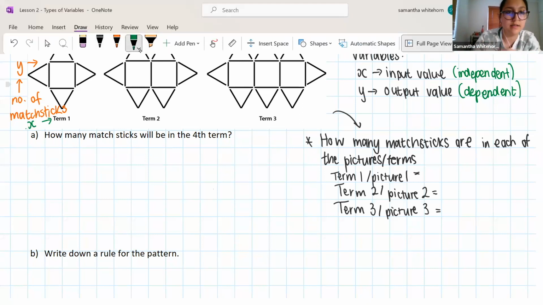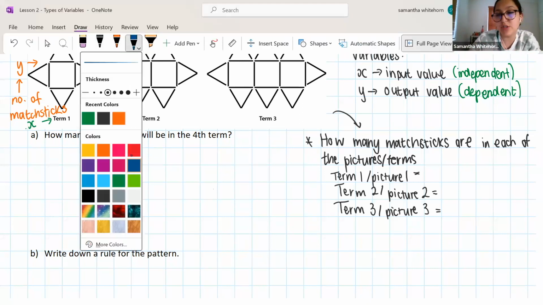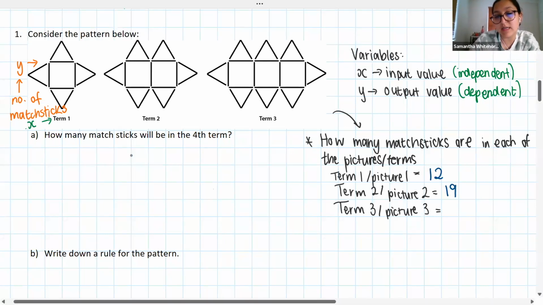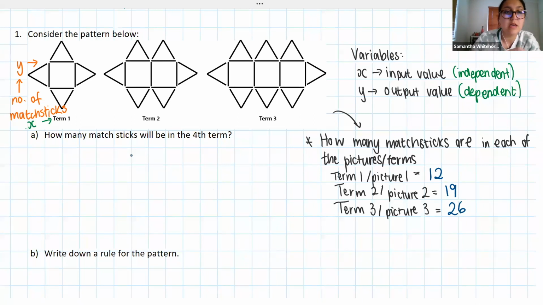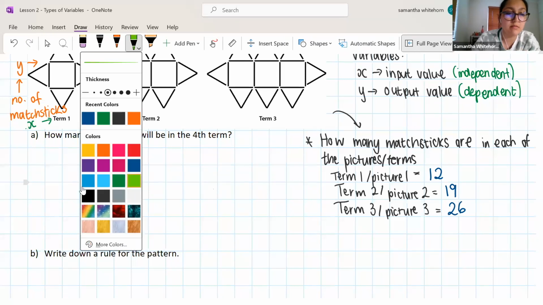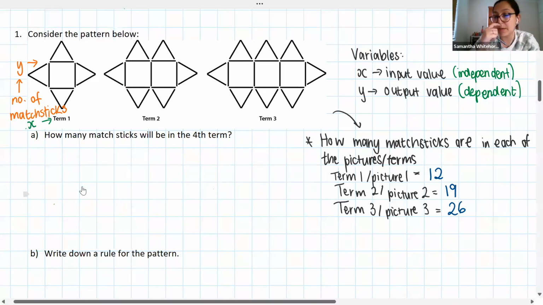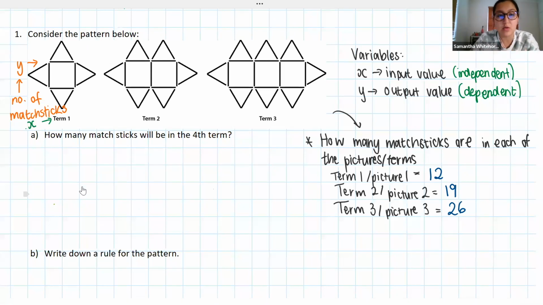Nice, guys, well done. Okay, so if we just double check our terms, the first one has 12 matchsticks, the next 19, and the third picture has 26. Now, remember, I've said this to you before. Anytime you have any sort of pattern, in this case the matchsticks, the numbers, whatever, what we always try and do before we even start worrying about the questions is we try and see what is the pattern.